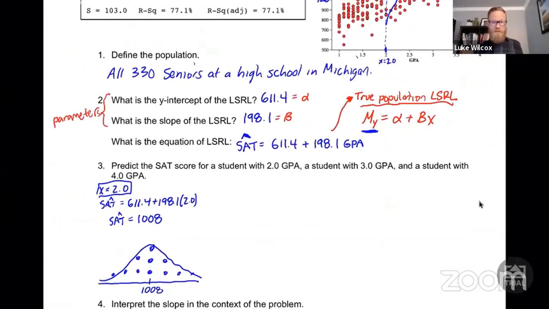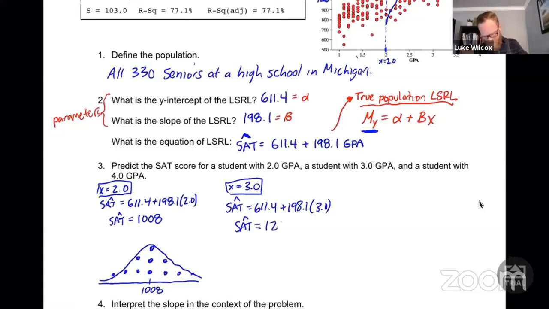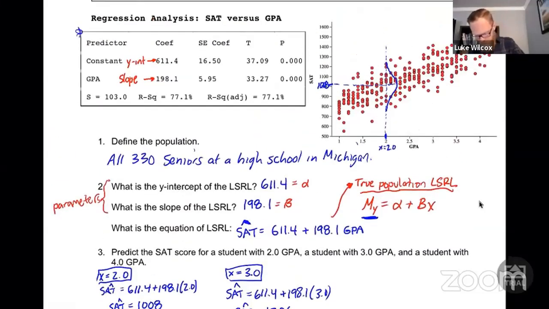Now, we're going to use some similar reasoning for the next student, which is the student that has a 3.0 GPA. We can start by plugging that particular X value into the line of best fit. I've done that calculation already, and it turns out that a student with a 3.0 GPA is going to have a predicted SAT score of about 1206.